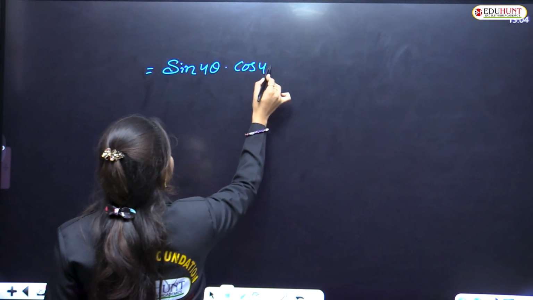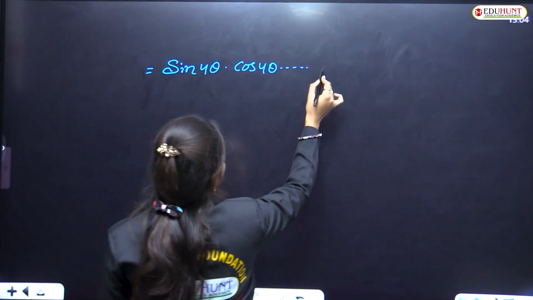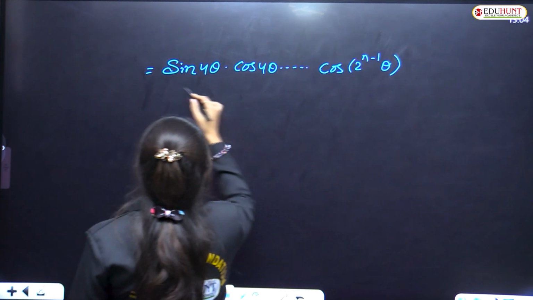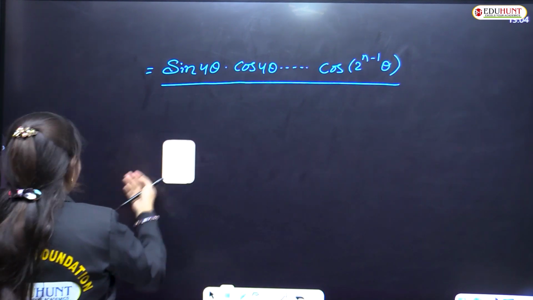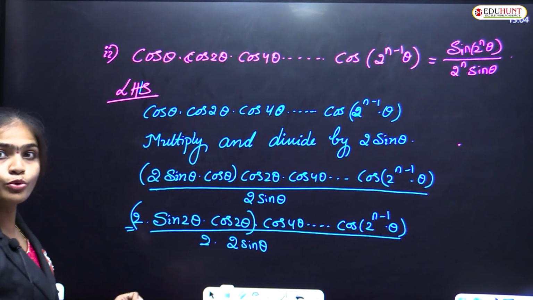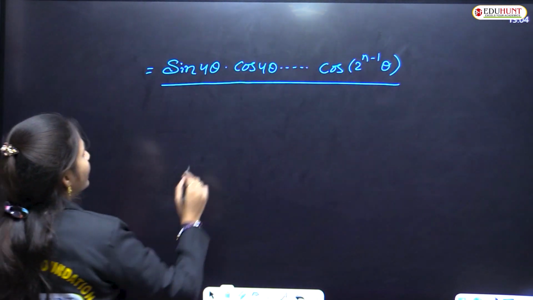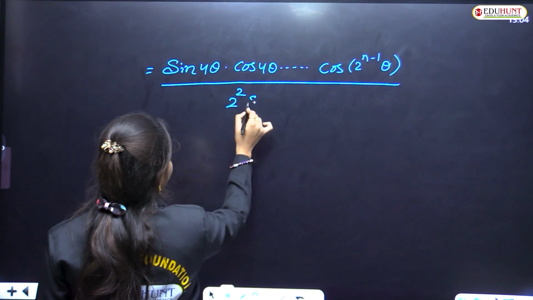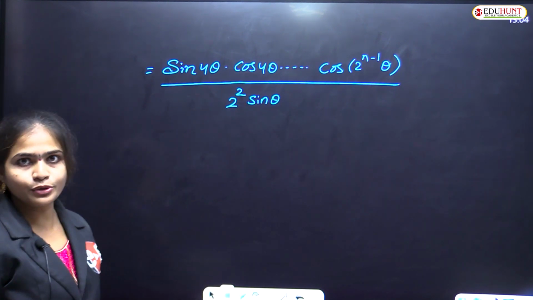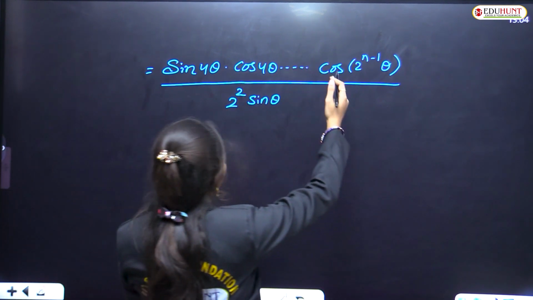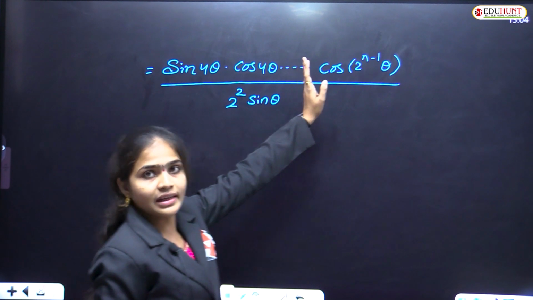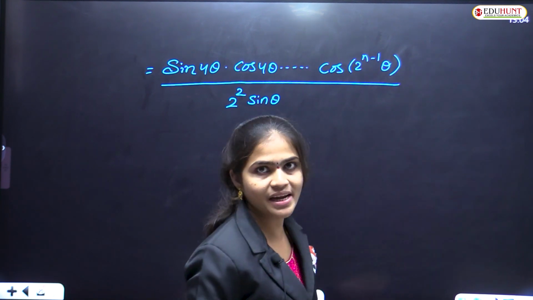Cos 4 theta into and so on cos 2 power n minus 1 theta whole by, here we got that 2 into 2 which is equal to 2 square. I want to write that one as 2 square sin theta. Okay, so still this process will continue here. Why? Because 4 theta, next 6 theta, 8 theta, that will come up to 2 power n minus 1.